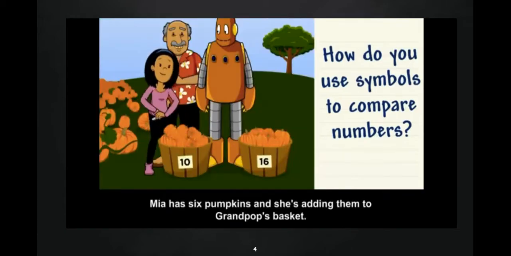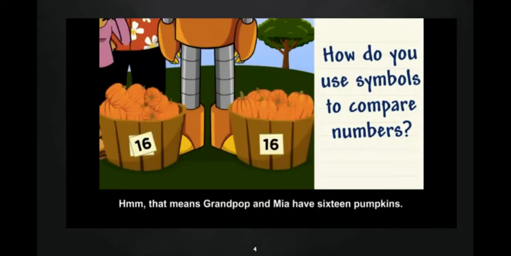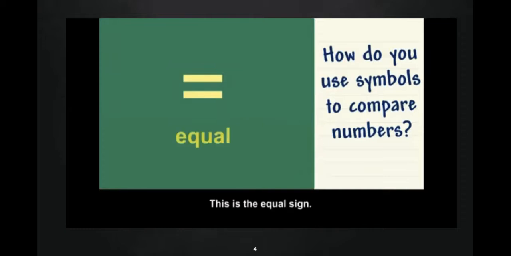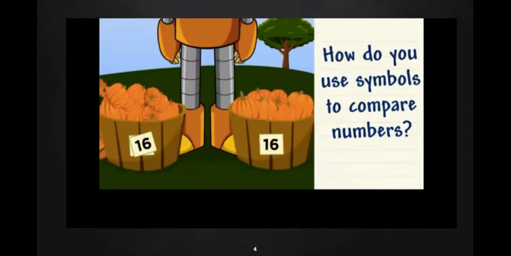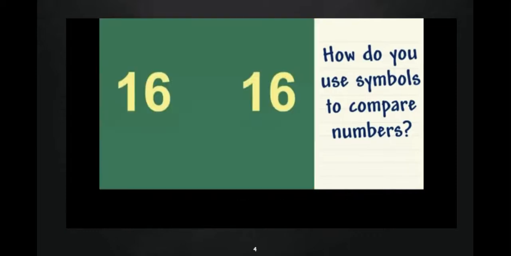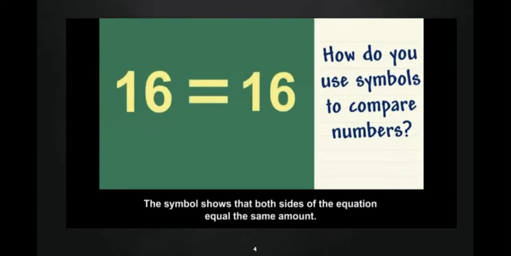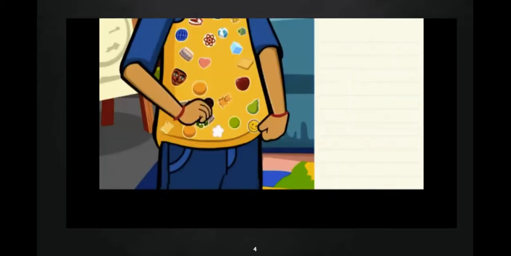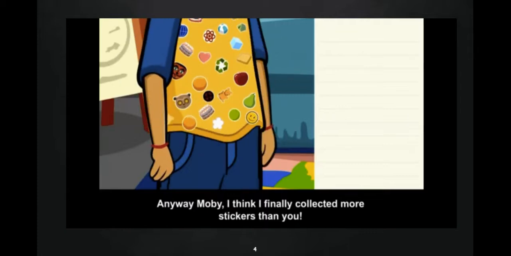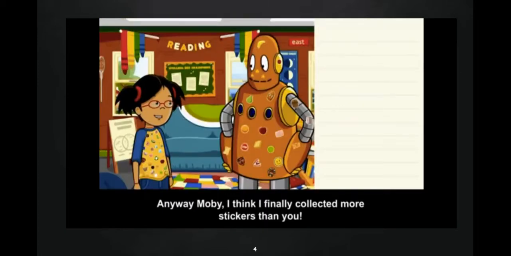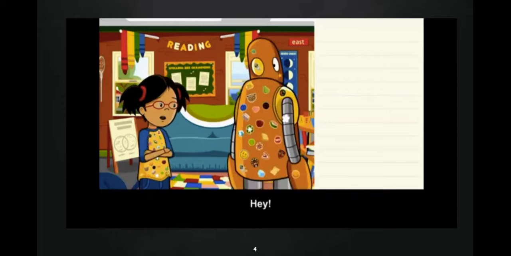Mia has 6 pumpkins, and she's adding them to Grandpop's basket. That means Grandpop and Mia have 16 pumpkins. That's the same number as you, Moby. This is the equal sign. Both baskets have an equal number of pumpkins. The symbol shows that both sides of the equation equal the same amount. Anyway, Moby, I think I finally collected more stickers than you. Hey!